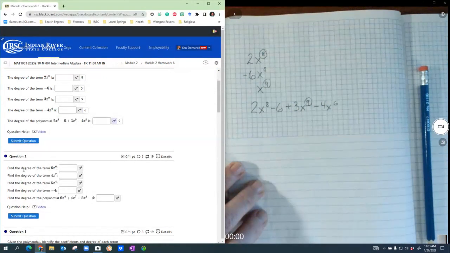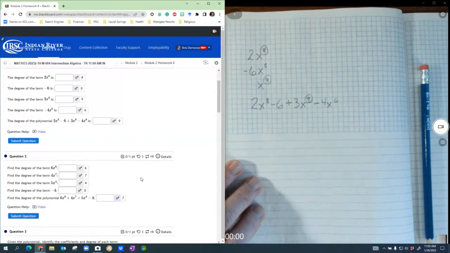Now I'm going to go through this quickly. Question number 2 is going to be 6. It's obviously right there, 6. Not because of the coefficient in front, it's because of the exponential power. 7 is the answer for this one. 4 is the answer for this one. 0 is the answer for this one. And 7 is the answer for this one. You can see how this goes very, very quick. You should have been able to keep up with me if you're doing your homework with this video or on time with me in class.